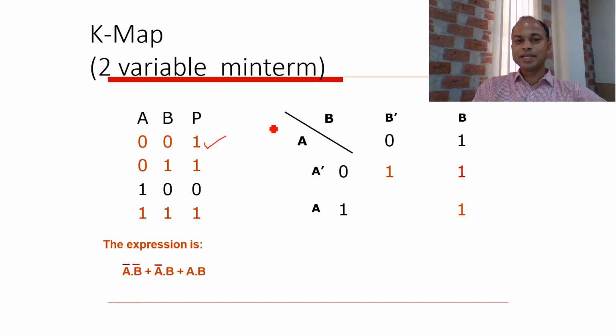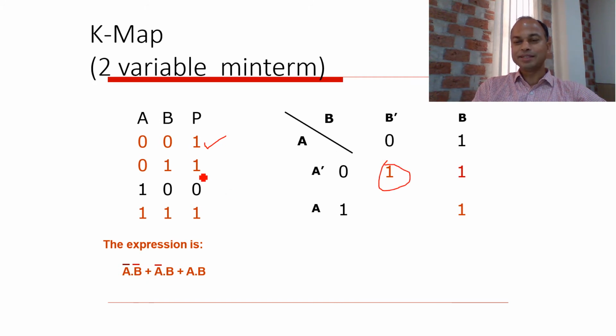So if we take this example 0, 0, 1, I mean the value of A equals 0, the value of B equals 0. And in this form, we are getting the 1. So A equals 0, A dash equals 0, and similarly B equals 0, so this B dash equals 0. So this one is written like this.